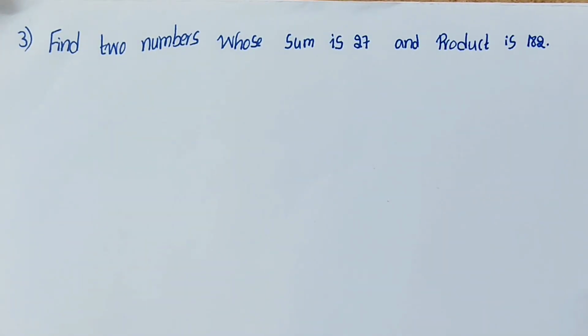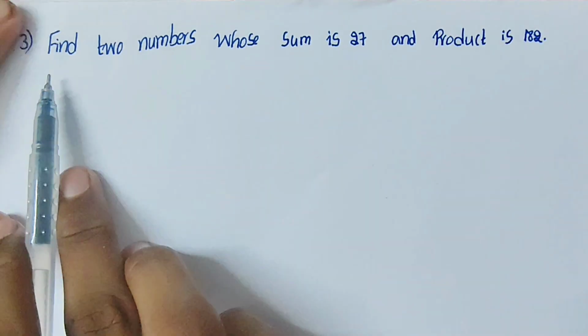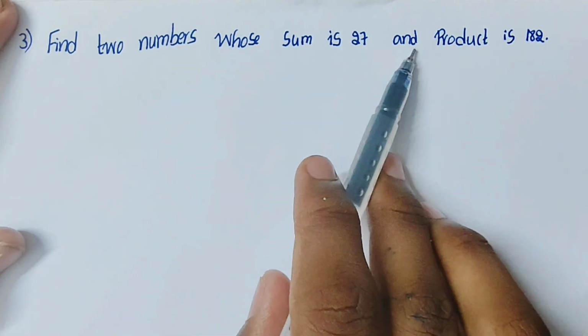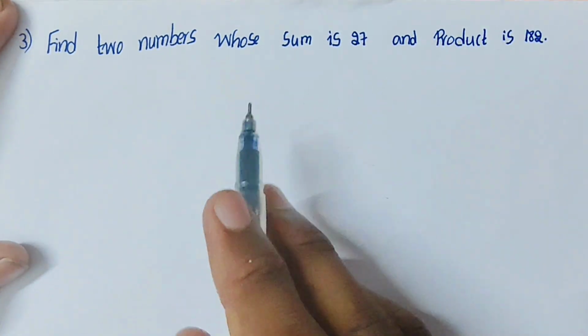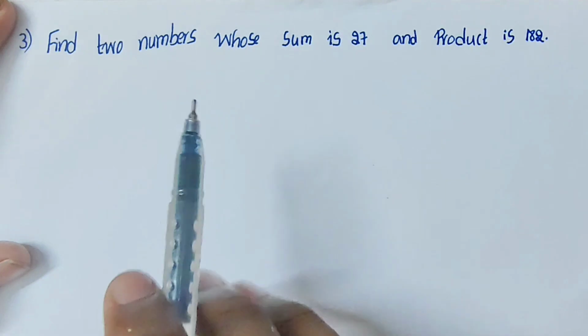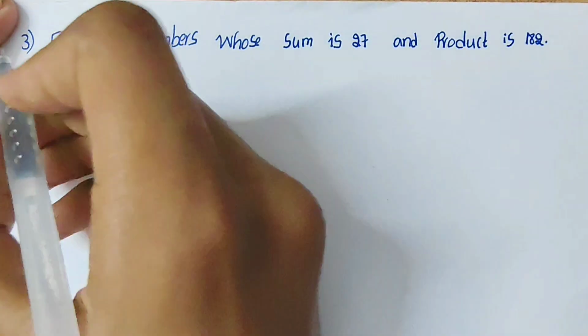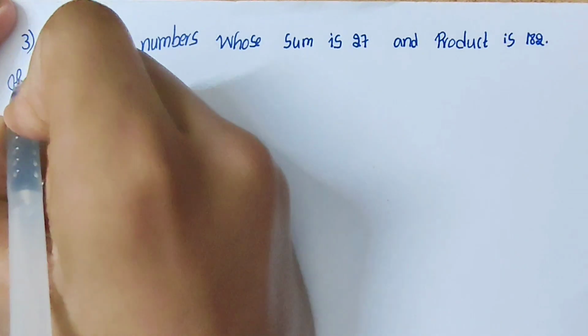In this video I am going to explain chapter 4, quadratic equations, exercise 4.2, third question. The third question is: find the two numbers whose sum is 27 and the product is 182. So we have to find the two numbers, their sum is 27 and their product is 182. Let us solve it.